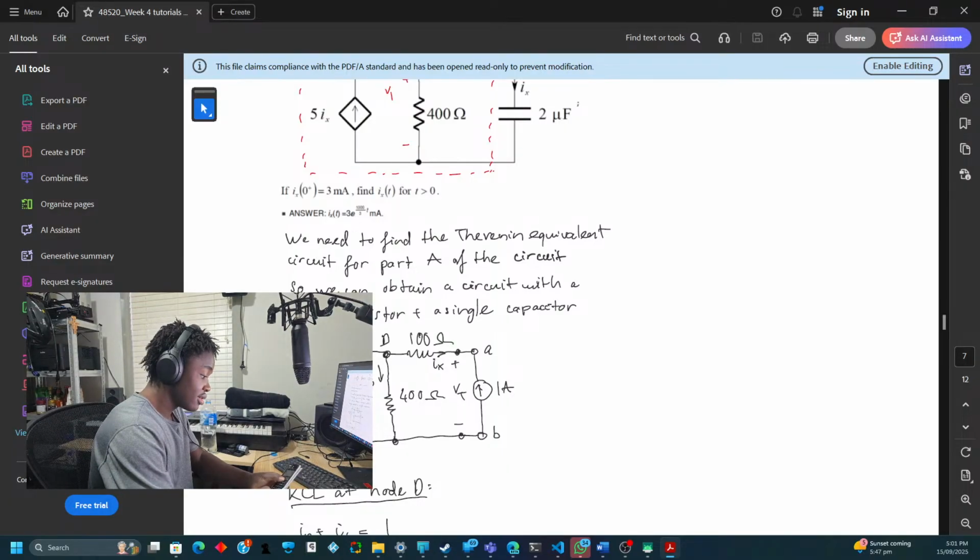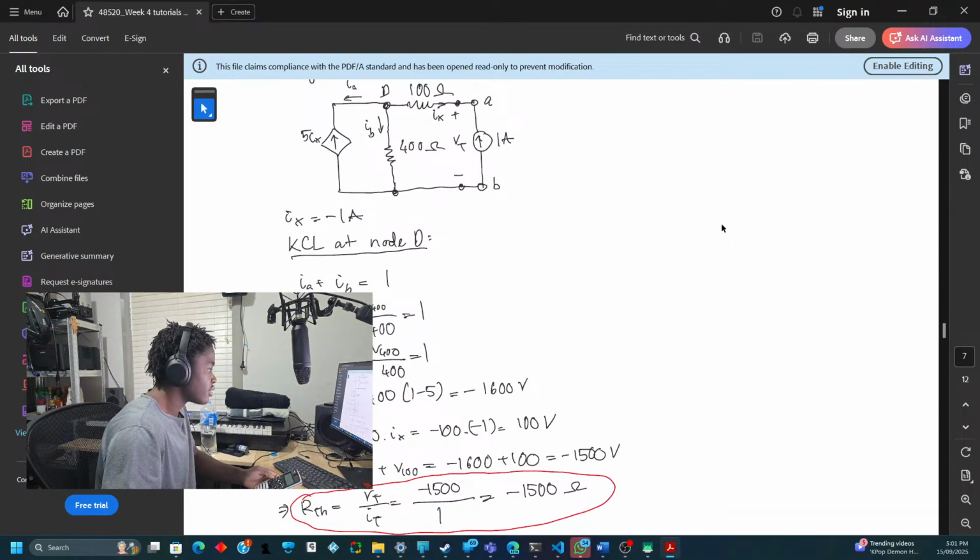1/400 plus 1/200. Answer to the power of -1. That's going to give us 133. But where did I get 100? Okay, so for me, that gives me 123. For this circuit, where was the R Thevenin?